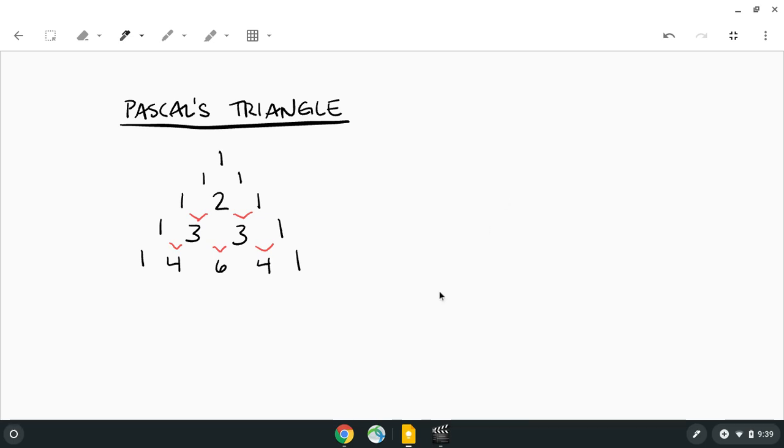Okay. The next row will have, this one had 5, so the next row will have 6 numbers. Starts with 1, ends with 1. Why don't you see if you can fill in this row? So hit the pause button and then fill it in and then come back and check.